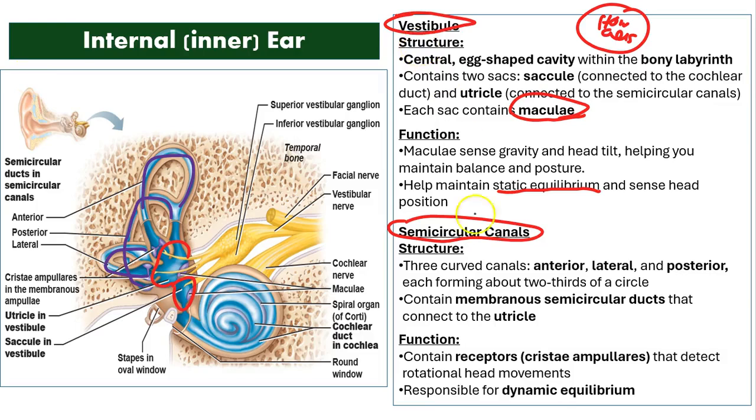So these are the two things that help us start talking about equilibrium when it comes to hearing. It's not just about hearing only. We also know that the inner ear focuses on equilibrium, so that helps us do that.